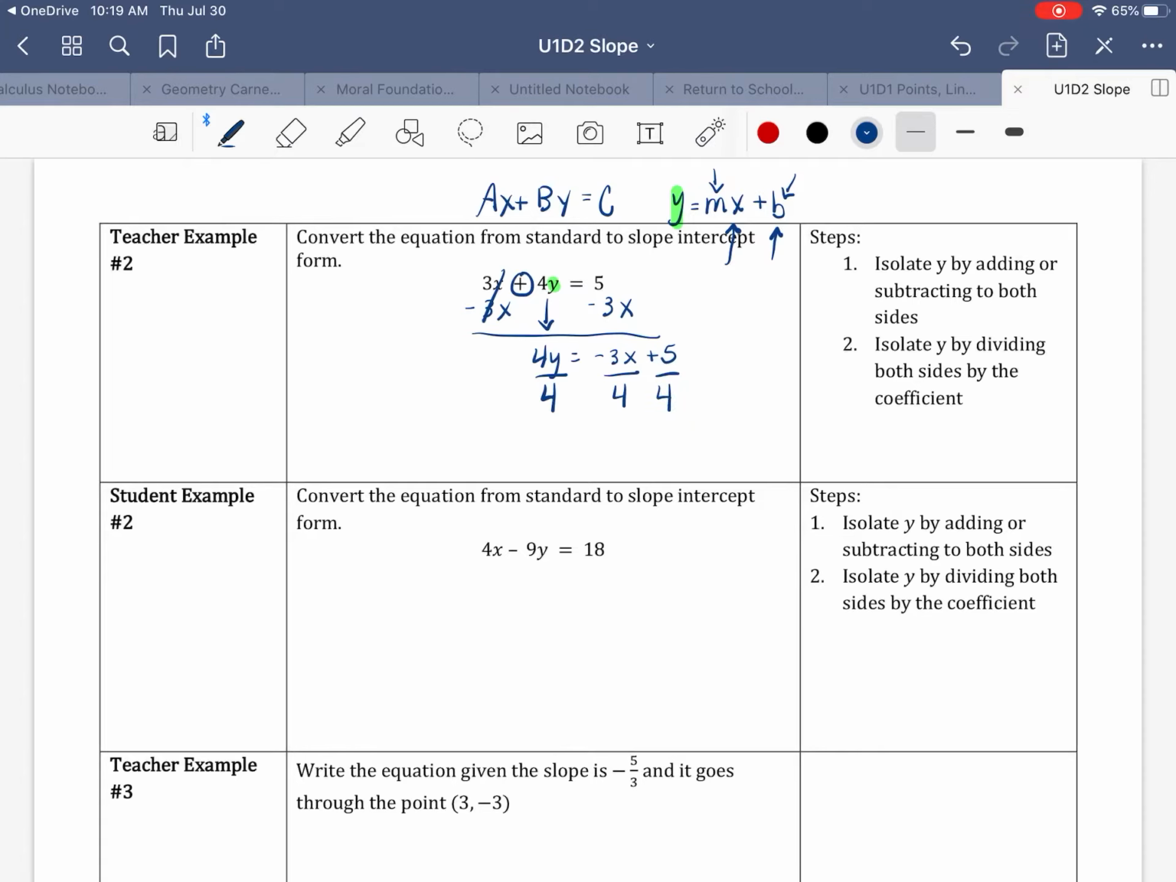Now 4 divided by 4 is 1, which means we're left with 1y, which is why these crossed out. We are left with 1y equals negative 3/4 x plus 5/4. And now we have an equation in slope-intercept form. So give your example a try, the student example number 2.